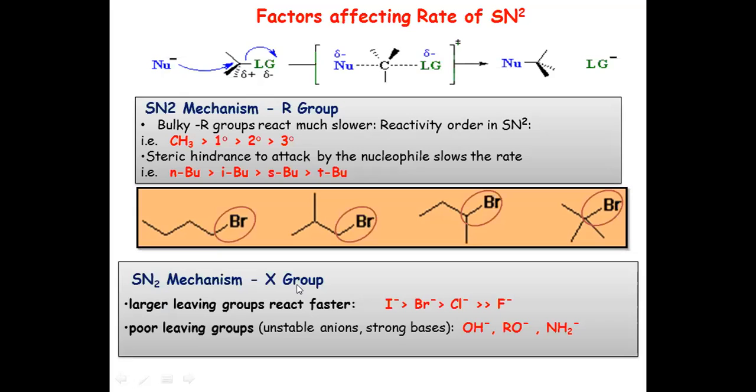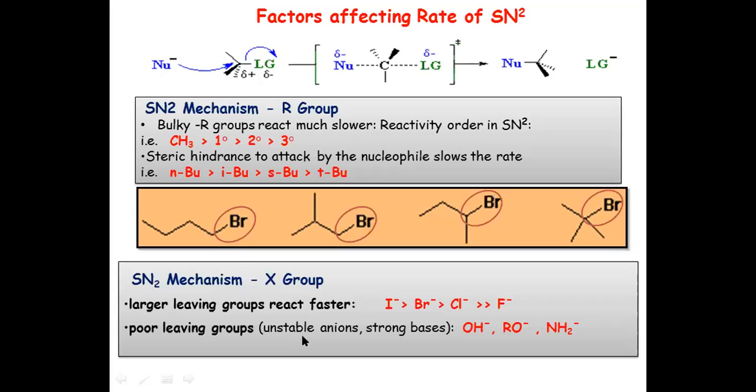Then depends upon what is X now. So generally it is found that a good leaving group, a larger size leaving group. So if I take halides, I know that if I go from top to bottom in this group, fluorine is the smallest, then you have chlorine, then you have bromine, and then iodide. So iodide becomes the best leaving group, and that will show highest rate for SN2 reaction if I compare with fluorides or chlorides. Poor leaving groups, they will not enhance the rate of reaction.